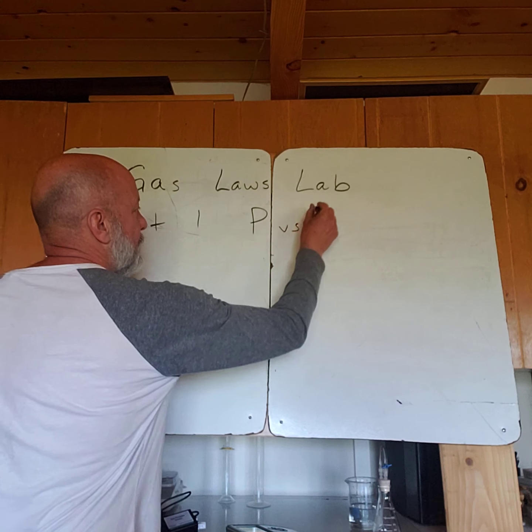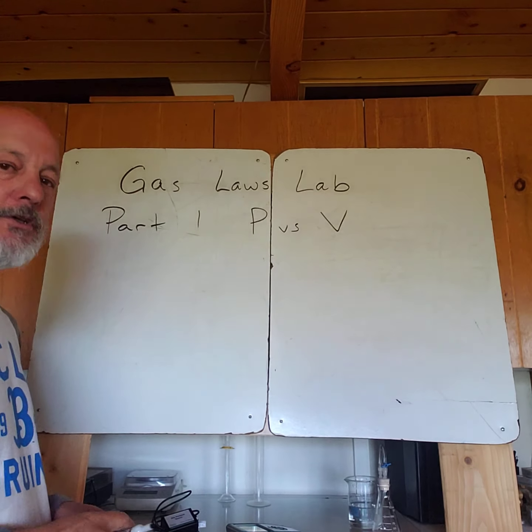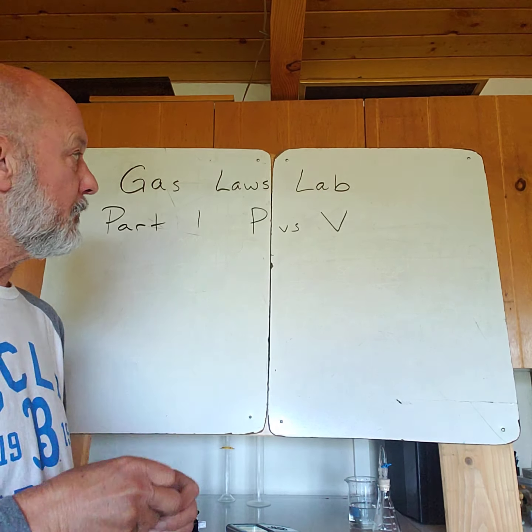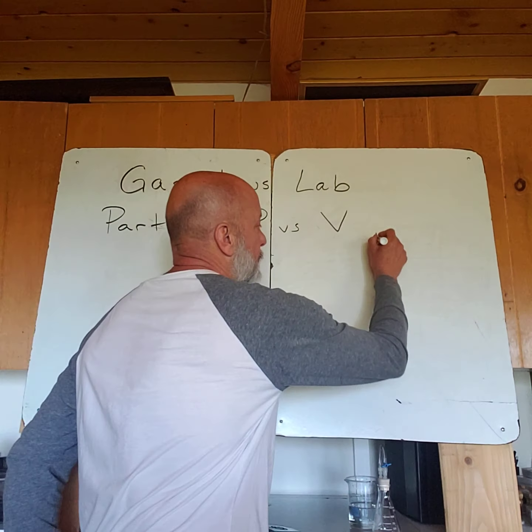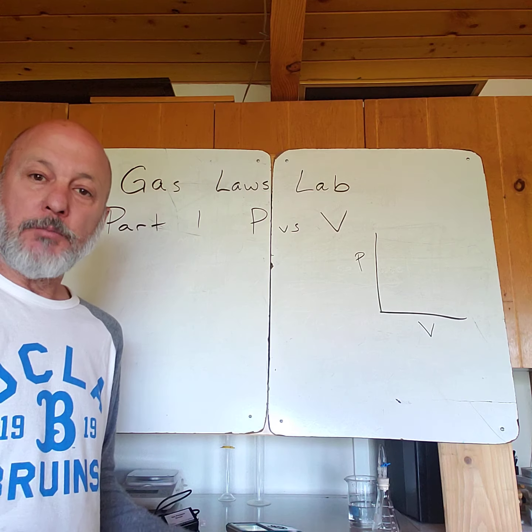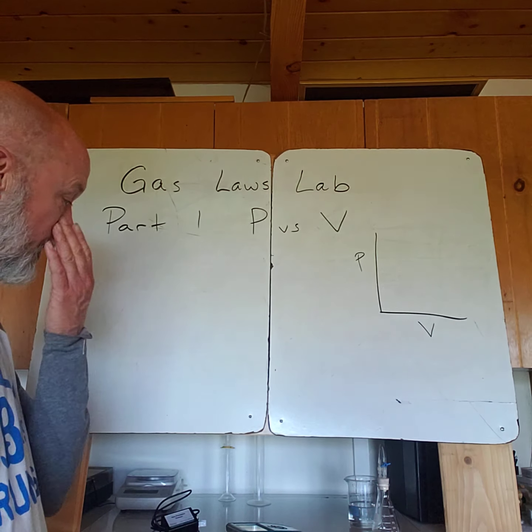pressure versus volume. So what we're going to do is we're going to control the volume. That's going to be our independent variable. And we're going to record the pressure. So we're going to wind up with a graph showing the relationship between the pressure and the volume of a gas. To do that, we need to keep the number of particles constant and the temperature constant.